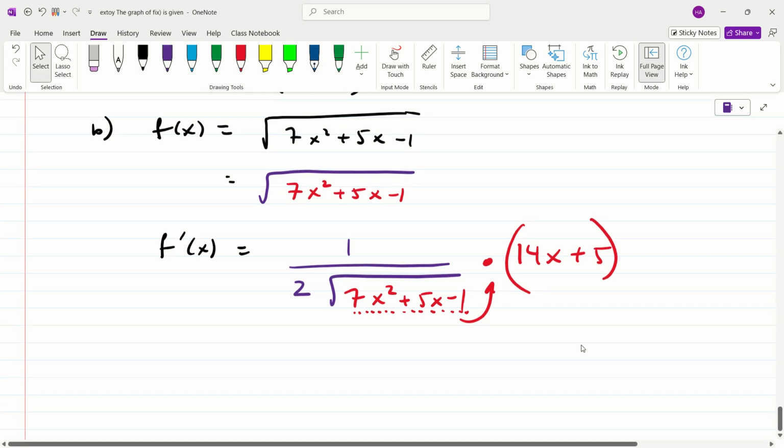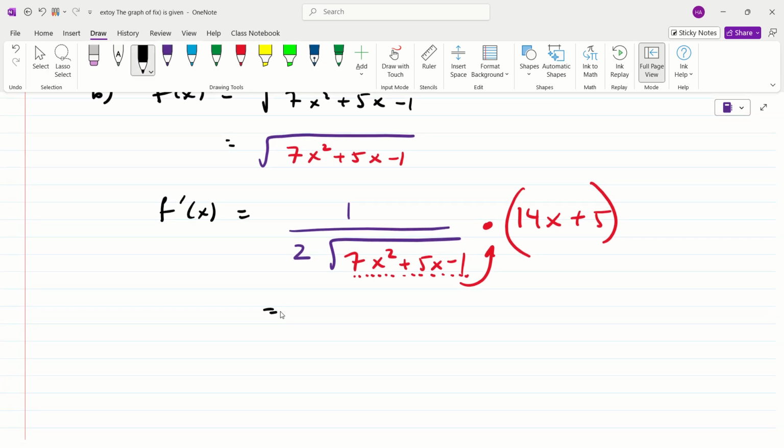And if you look at simplifying this, it will look a lot neater if we put the 14x + 5 on the top and the 2 radical 7x² + 5x − 1 on the bottom. Makes it look like a nice single fraction, right, as opposed to a bunch of things multiplied.